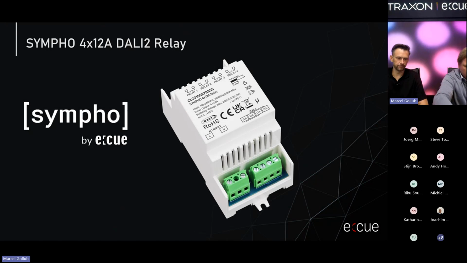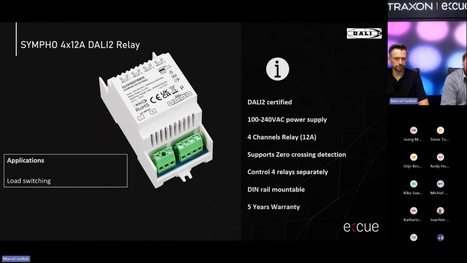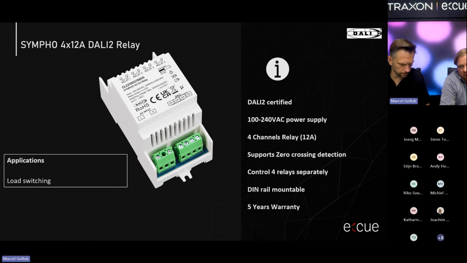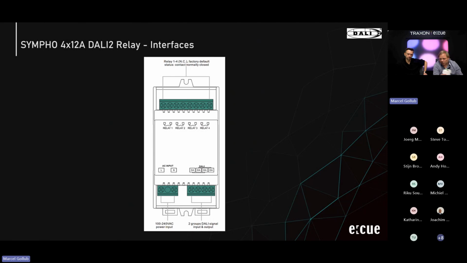Then I want to continue with our new relay. As you can see, it's a 4x12 amp DALI 2 relay, also of course DALI 2 certified, with 5 years warranty. In particular, this device supports zero crossing detection. So the device will detect where the sine curve is and switch at a very special moment, which basically increases the lifetime of the relays. Of course, you can control each of the 4 LEDs independently, and it is DIN-rail mountable. You can see it on the PowerPoint and also on the camera.